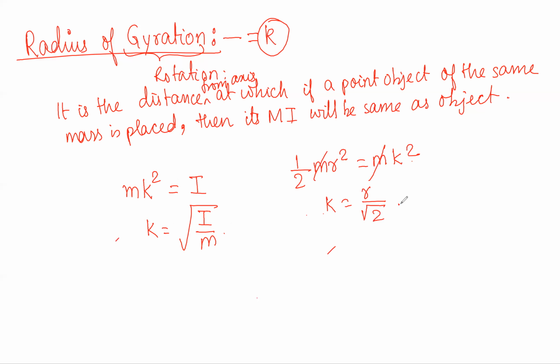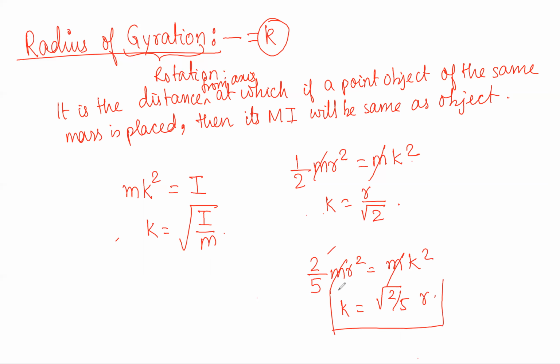Simple. Take a sphere. So 2 by 5 mr square. What is the radius of gyration? Equate it to mk square. Remove the m. K is equal to root over 2 by 5 into r. Okay, so this is how we find the radius of gyration.